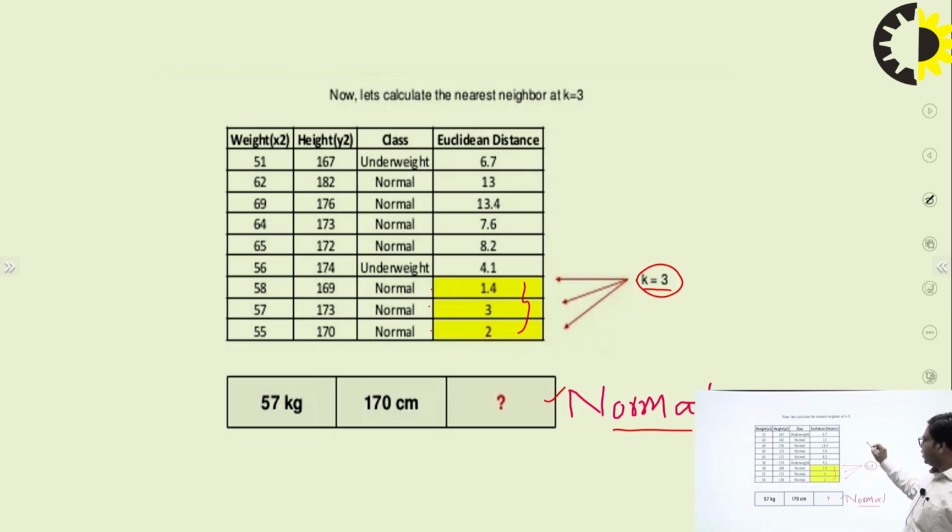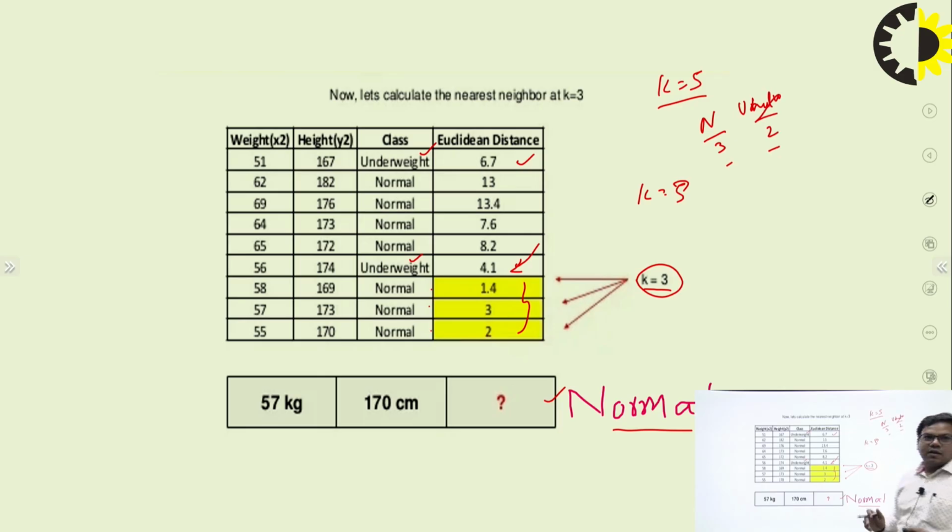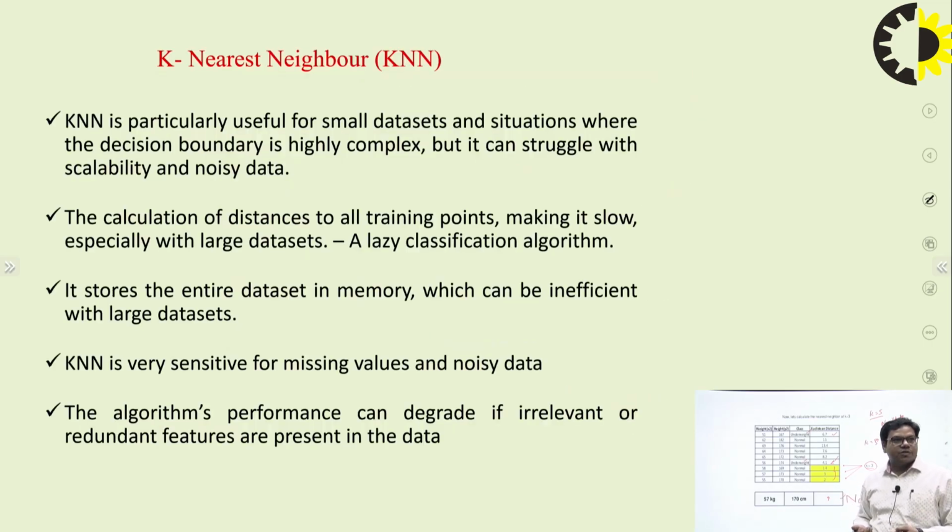But if we take k is equal to 5, let's see what is going to happen. In the case of k is equal to 5, another nearest neighbor could be this, and after that could be this. If you see, its class is underweight and its class is underweight. So in the case of k is equal to 5, the frequency of normal is 3 and the frequency of underweight is equal to 2. Again, the prediction would be the same, but you can have an idea how the calculation is being done.